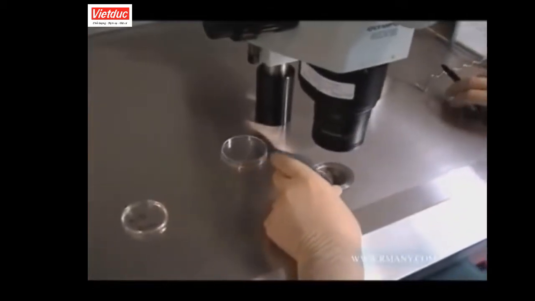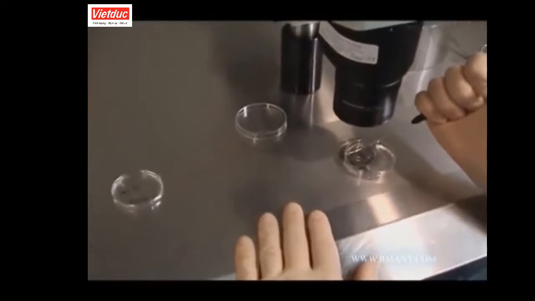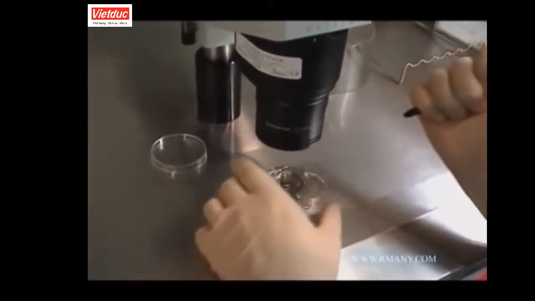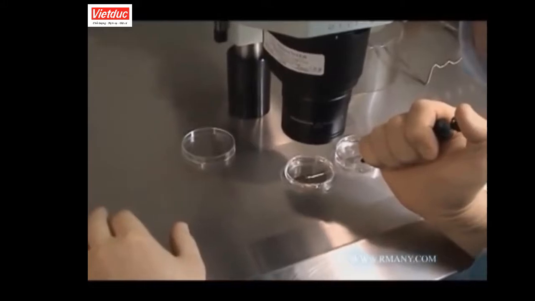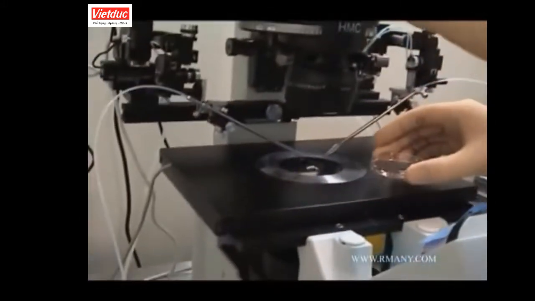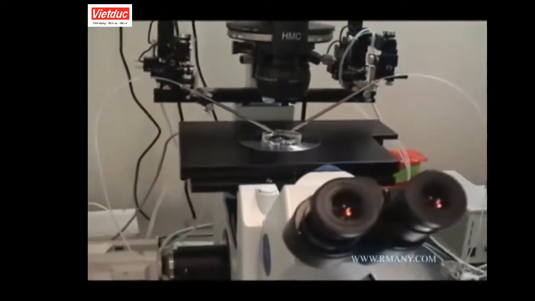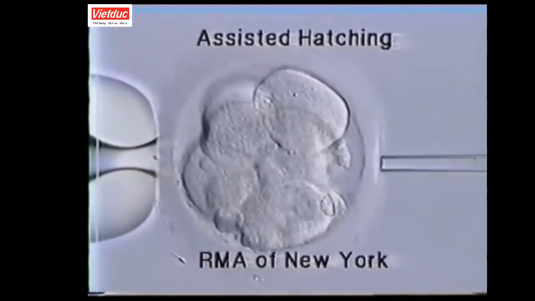The embryos are moved from the culture dish to a special dish made for this hatching procedure. The dish is then moved to the micromanipulation station, where a highly skilled embryologist will hold the embryo with a holding pipette on the left and perform the hatching with a pipette on the right. The hatched embryos are then moved to a dish in final preparation for the embryo transfer.